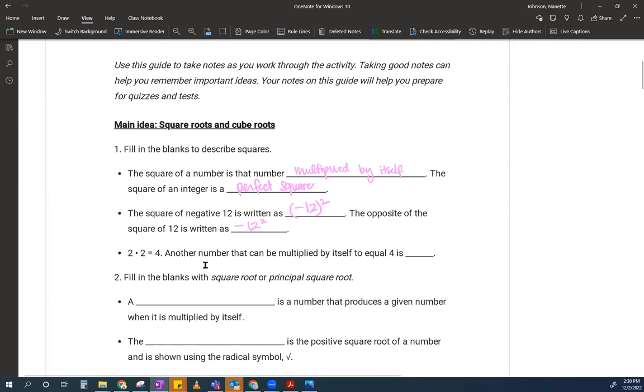So 2 times 2 equals 4. I want you to think of another number that can be multiplied by itself to equal 4. What is that other number? And hopefully you said the number -2. Very good.